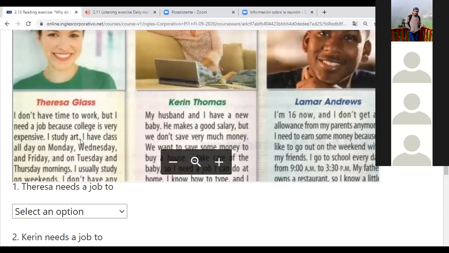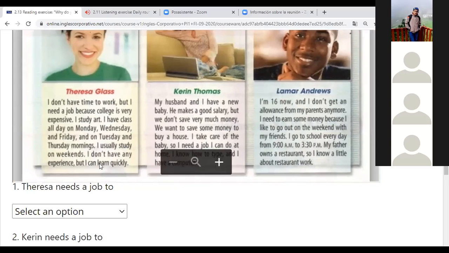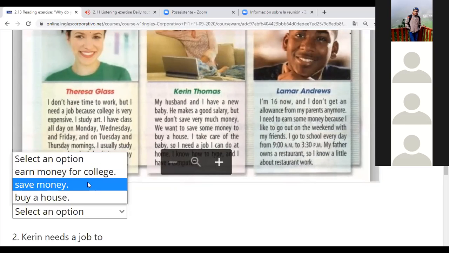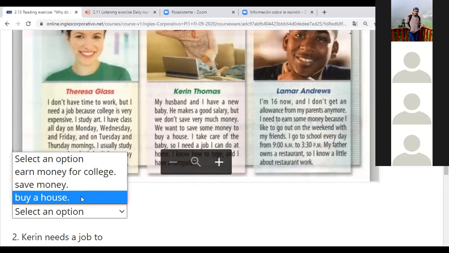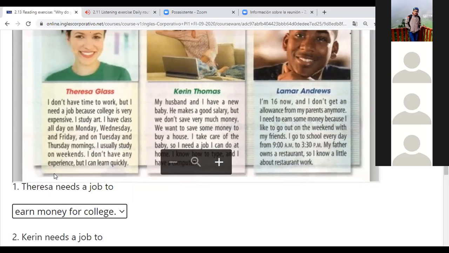Listen. Teresa Glass: I don't have time to work, but I need a job because college is very expensive. I study art. I have class all day on Monday, Wednesday, and Friday, and on Tuesday and Thursday morning. I usually study on weekends. I don't have any experience, but I can learn quickly. So Teresa needs a job to earn money, save money, or to buy a house. Earn money. Quiere ganar pistillo.